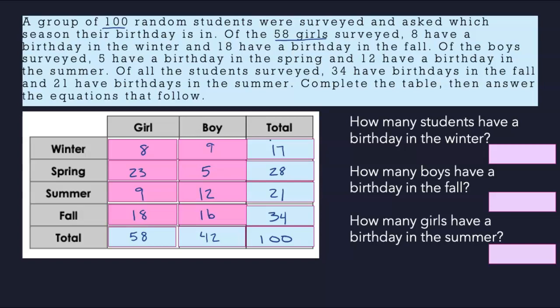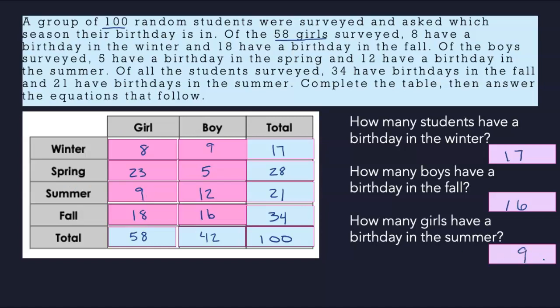So answering our questions over here on the right-hand side, this says, how many students have a birthday in the winter? Well, we go to winter. Total is what it's looking for. It wants the boys and the girls, so the answer would be 17. How many boys have a birthday in the fall? Boys, fall, well, that's 16. And then how many girls have a birthday in the summer? Girls in the summer. We'll find where they meet. They meet here at 9.